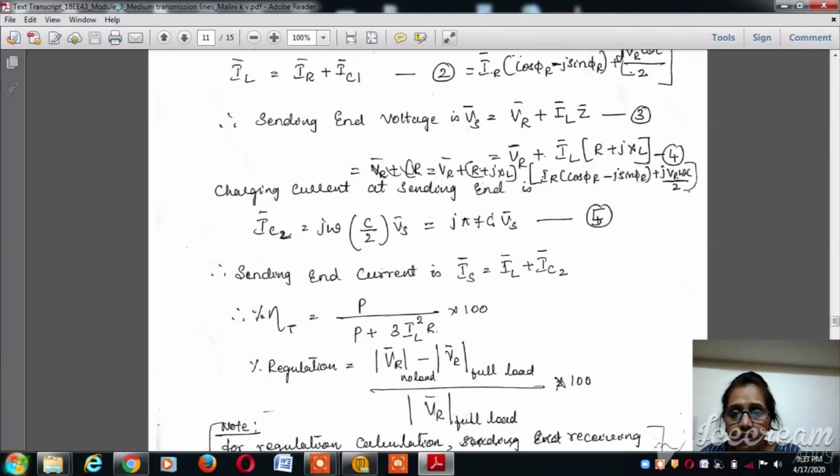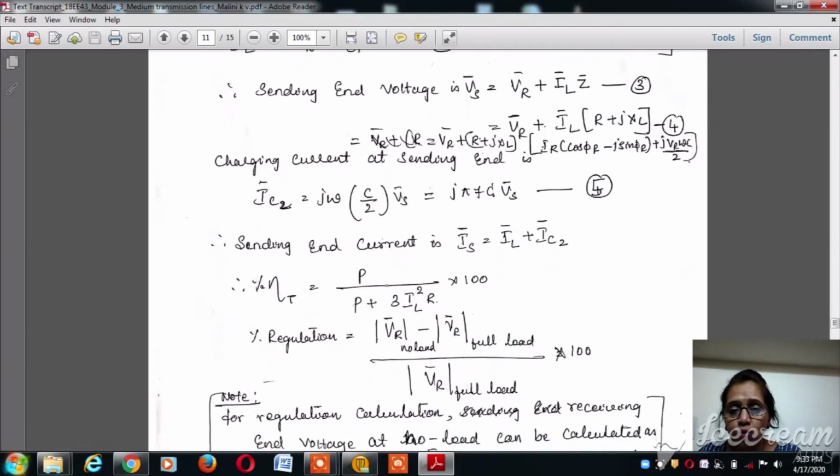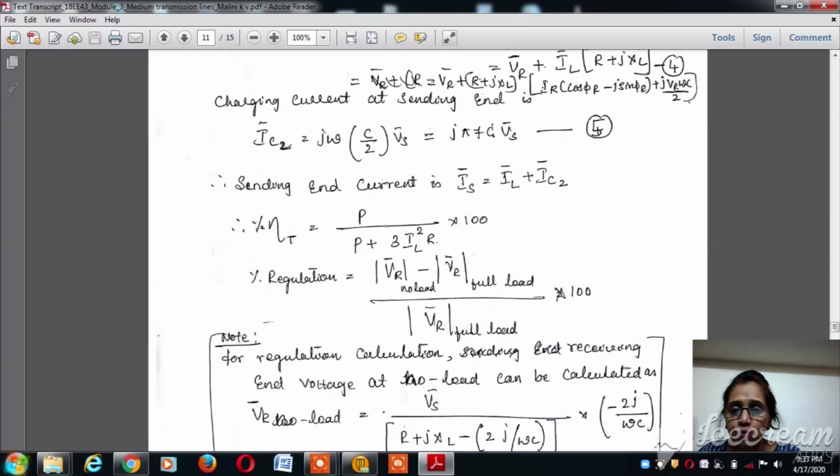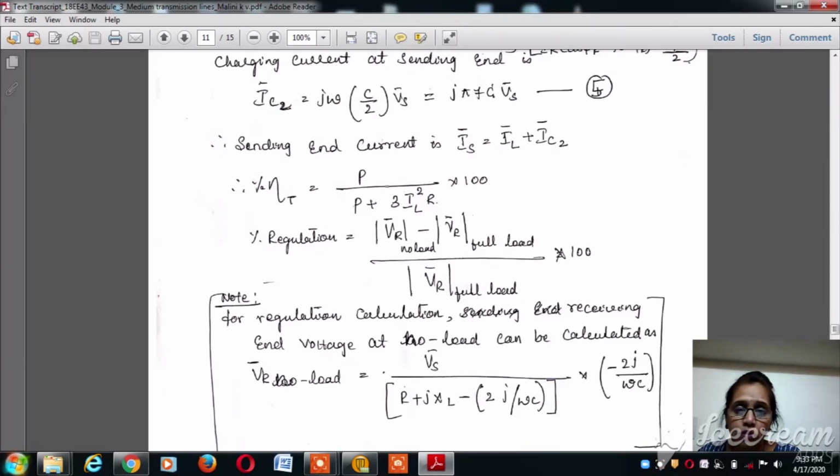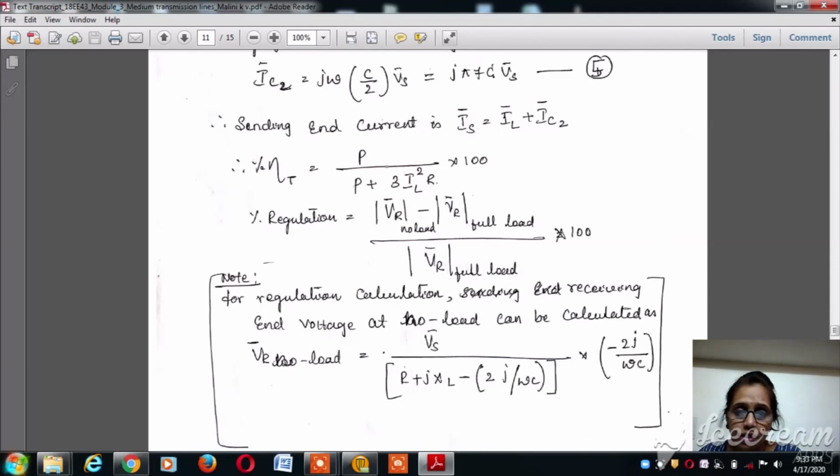Now the charging current at the sending end. So let's come to the portion where we are going to get the sending end current. That is IC2 is equal to j omega into C divided by 2 into VS, that is j omega C by 2 into VS. If omega is 2 pi f, then it can be written as j pi f into C into VS. Keep this as equation 5. Now the sending end current IS is nothing but equal to IL plus IC2. Here IL is the current that is flowing through the entire impedance, plus IC2.